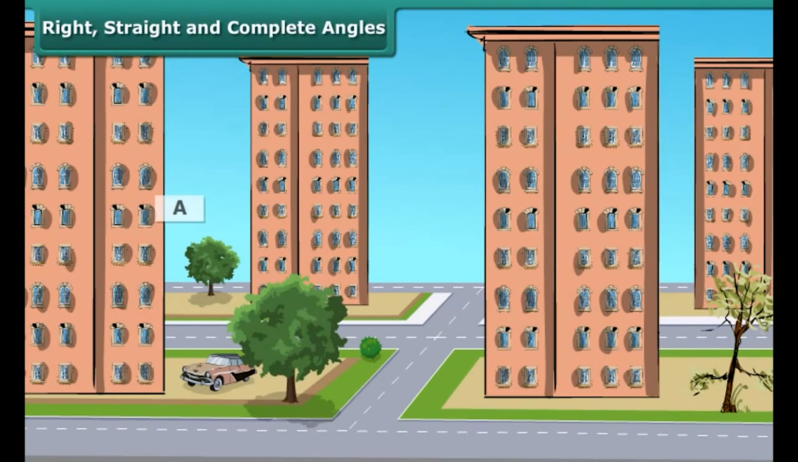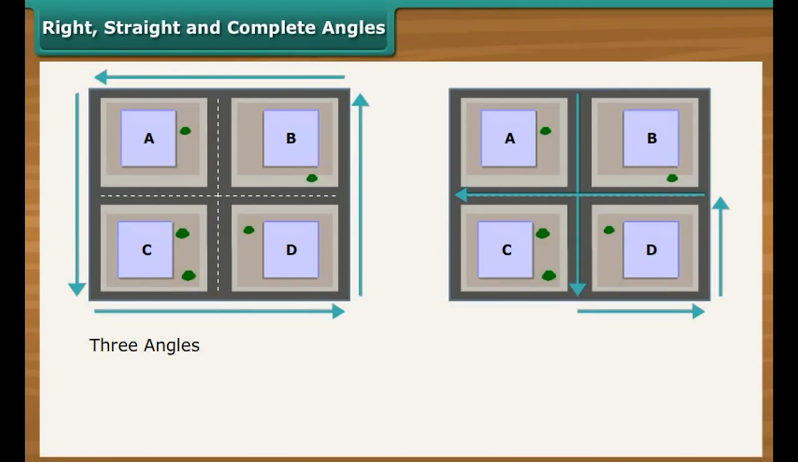Right, straight, and complete angles. There are 4 pockets A, B, C, and D in a residential locality. The 4 pockets are located like this. Rajiv lives in pocket A and is a fitness freak. Every day in the morning he jogs in and around the residential complex. Let us see the 2 different routes he takes. While jogging, Rajiv makes 3 different angles. They are right angle, straight angle, complete angle. Let us look at each angle in detail.